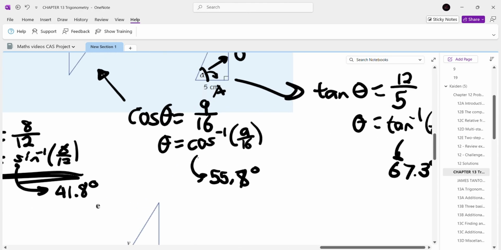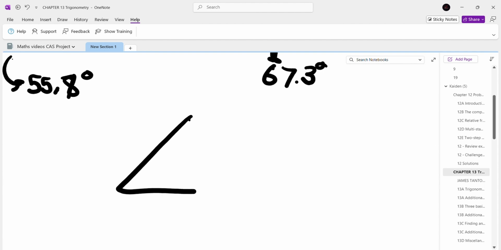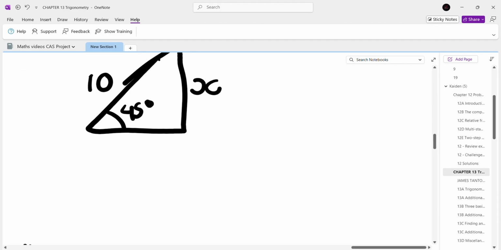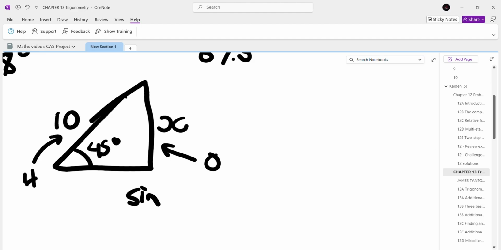But what if you wanted to find a side length, let's say x? We'll say an angle is given at 45 degrees, and you have the hypotenuse length. Let's say the hypotenuse length is 10. What are we going to do here? We have an opposite side and we have our hypotenuse, so we're going to be able to use the sine function.